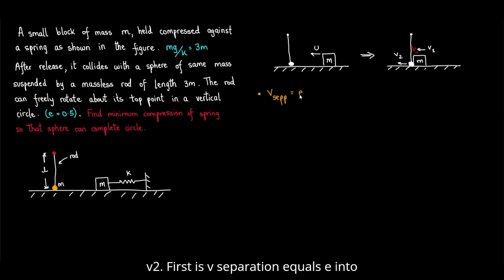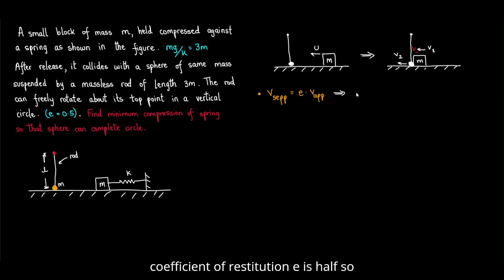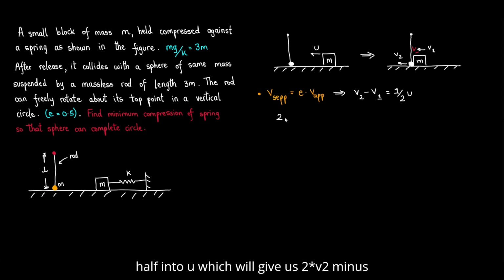First is v separation equals e into v approach. Here the given coefficient of restitution e is half, so we can write v separation, v2 minus v1, equals half into u, which will give us 2v2 minus 2v1 equals u.